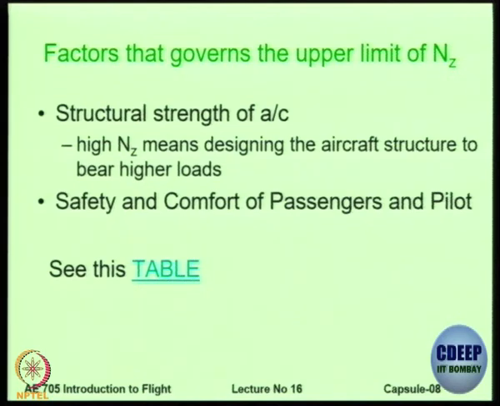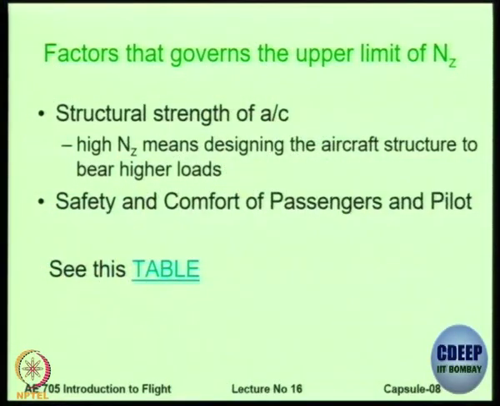Let's look now at two categories of aircraft. The aircraft in which people like you and me normally fly are the transport or commercial aircraft. There are two important considerations in deciding the upper value of nz. The first consideration is the strength of the aircraft. Obviously, if the aircraft is permitted to fly at a vertical load factor of 10, and the aircraft weighs 20 tons, it means the structure, especially the wings, has to be designed to take care of 200 tons of vertical load, which is quite a lot. That will make the aircraft heavy.